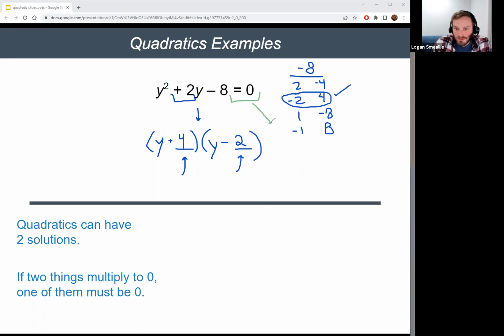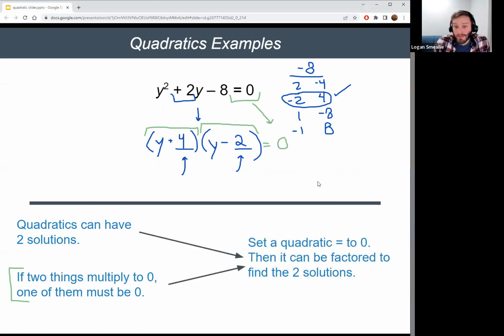This here is still true, that all this stuff equals 0. And remember this, if two things multiply to 0, one of them must be 0. Well, what have we done? We have created two things multiplying to 0. What do we do with that information? Set the quadratic equal to 0. Here, it already was equal to 0, so we didn't have to go out of our way to do that. And then it can be factored to find the two solutions. We did our factoring, or our reverse foiling, as I called it.